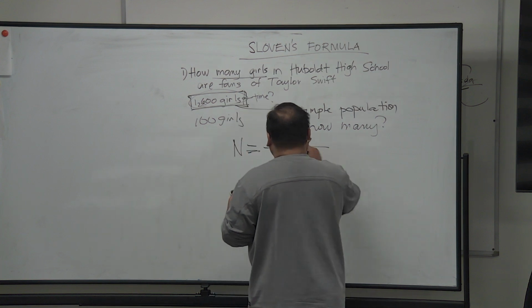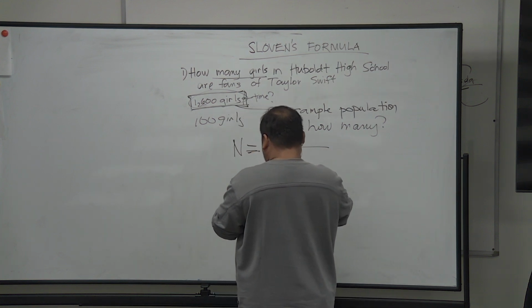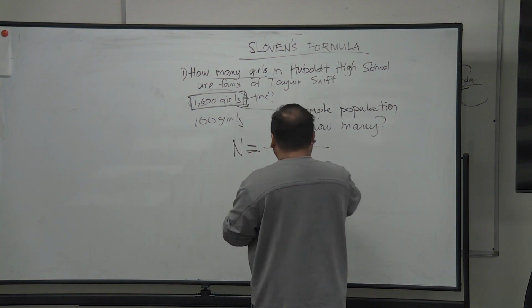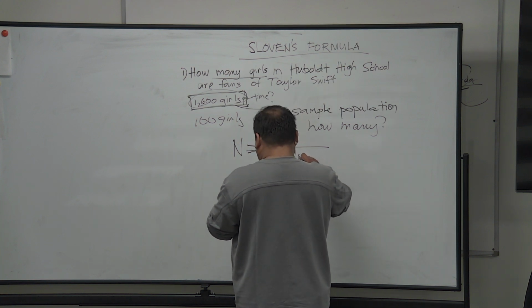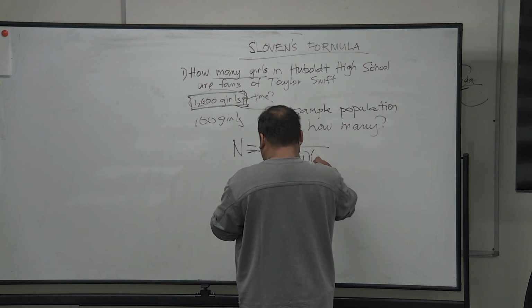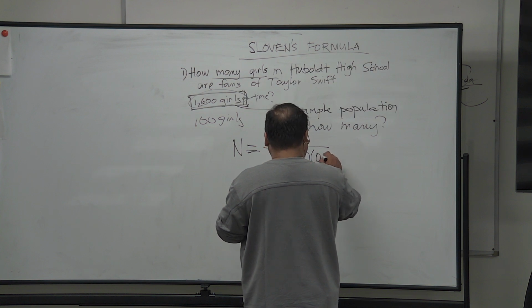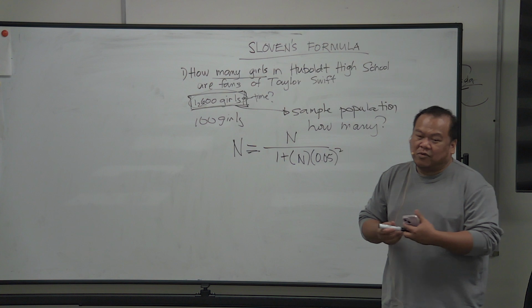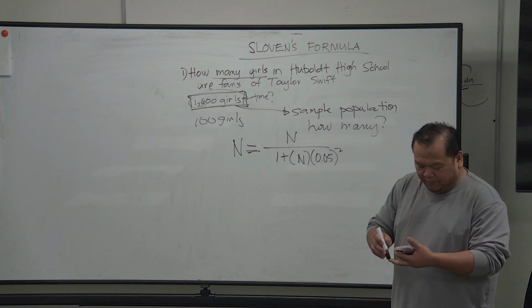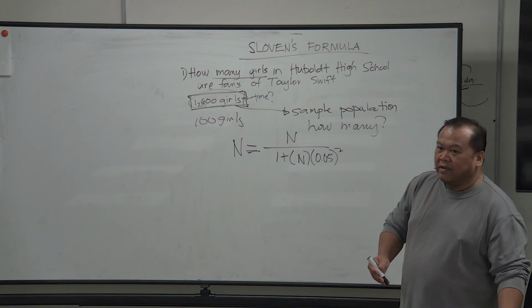Equals, you have n over 1 plus n times 0.05 squared.